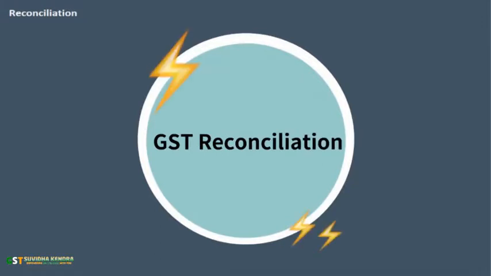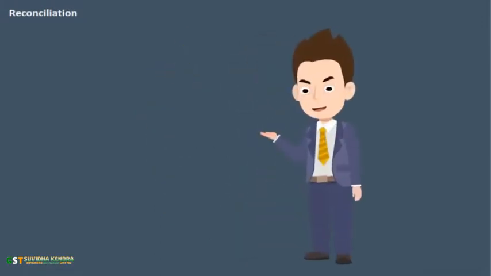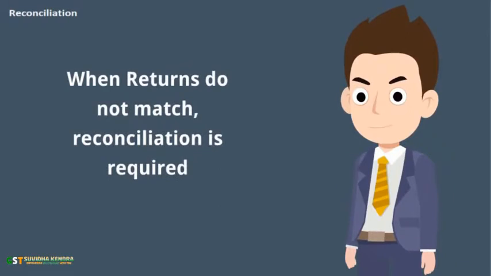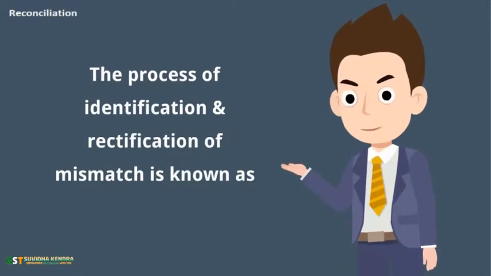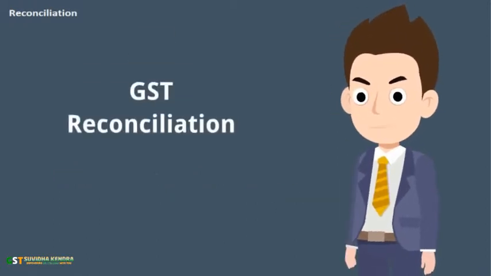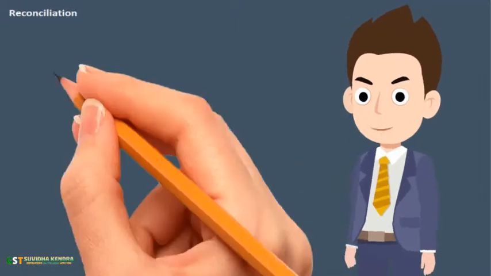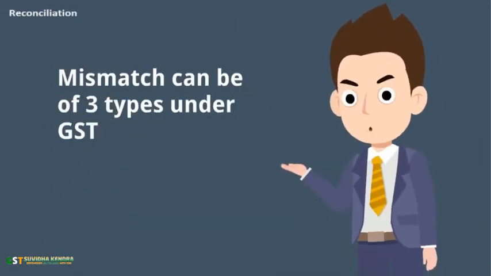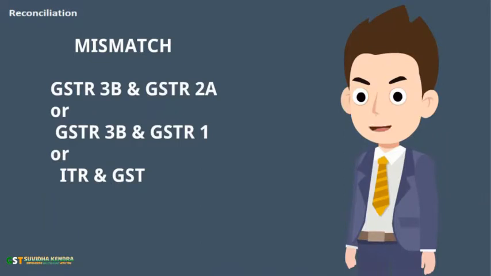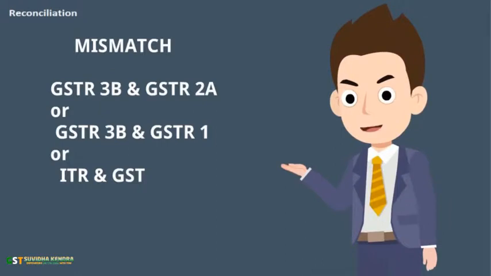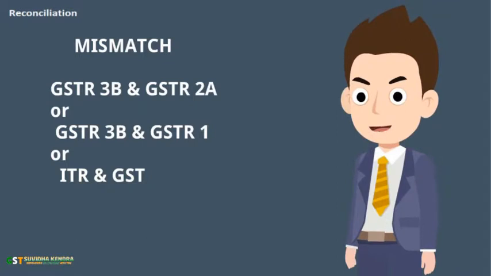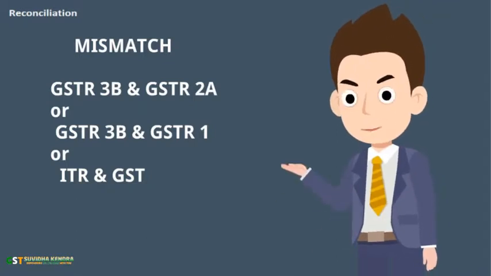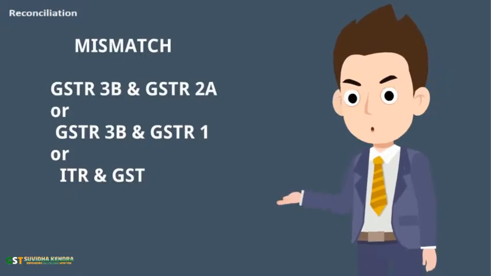When GST returns do not match with each other, we say it is a case of mismatch. The process of identification and then rectification of those mismatch is known as reconciliation. Mismatch can occur in three ways: mismatch in GSTR 3B and GSTR 2A. Another one is mismatch in GSTR 1 and GSTR 3B, and the third one is mismatch in income tax return and GST return.